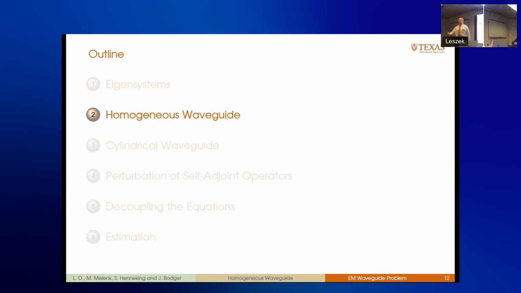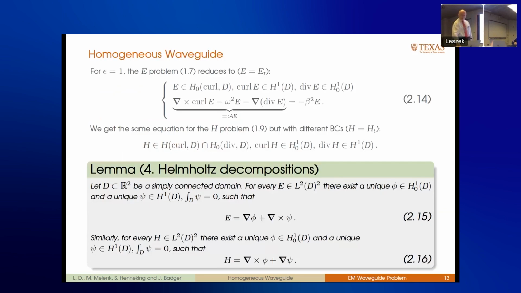So for the homogeneous waveguide, these ultimate problems were self-adjoint. So let's look at the homogeneous waveguide. And as I said, the proofs for that were in place, but even though I'm quite familiar with the literature and the tons of not papers but books on the subject, with pages and pages of Bessel functions, I have nowhere seen this representation that I'm about to show you. So we are looking at the E problem in the case of epsilon equal 1, right?